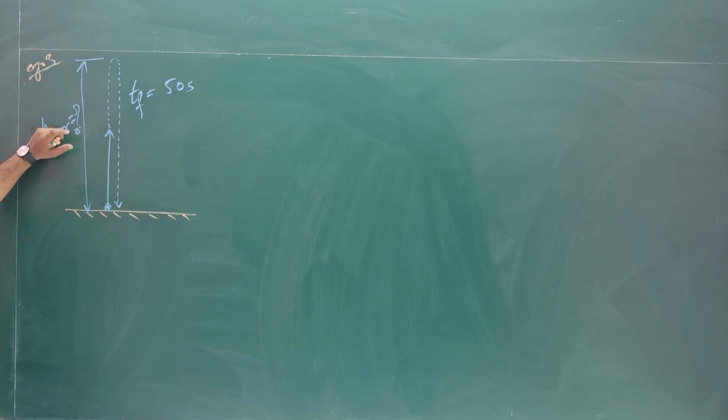Anyone? 3125. Let me check now. How many of you got 3125? 4 members. Okay. Let us try to understand this.